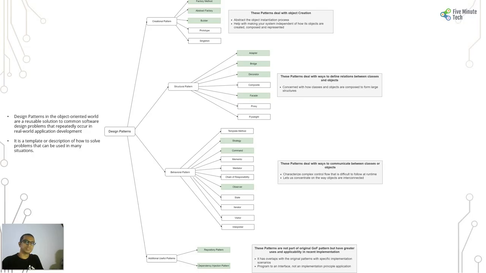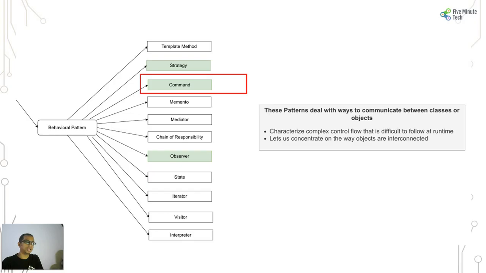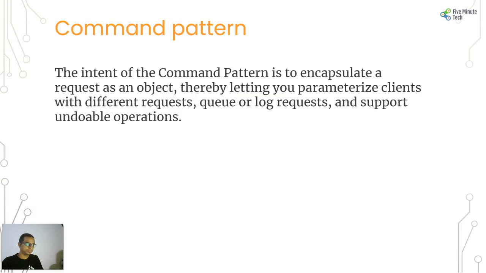So we have this list of design patterns which we'll be trying to understand and learn as we go through this series. And today we will be talking about the command pattern, which is a way to communicate between classes and objects. So what is the intent of the command pattern? Which is to encapsulate a request as an object, thereby letting you parameterize clients with different requests, queue or log requests, and support undoable operations. So this was the basic intent of the command pattern.